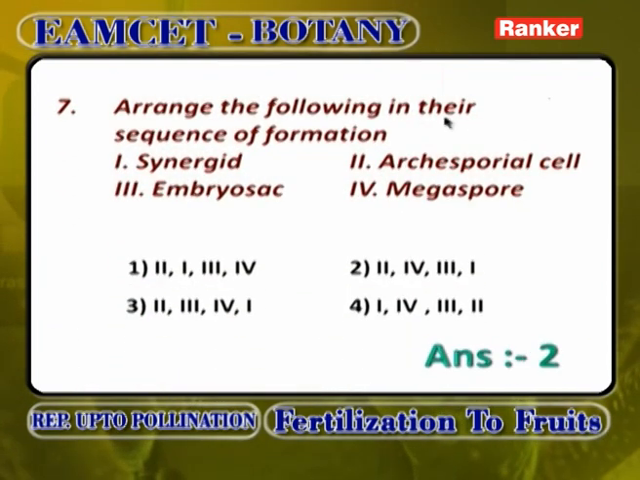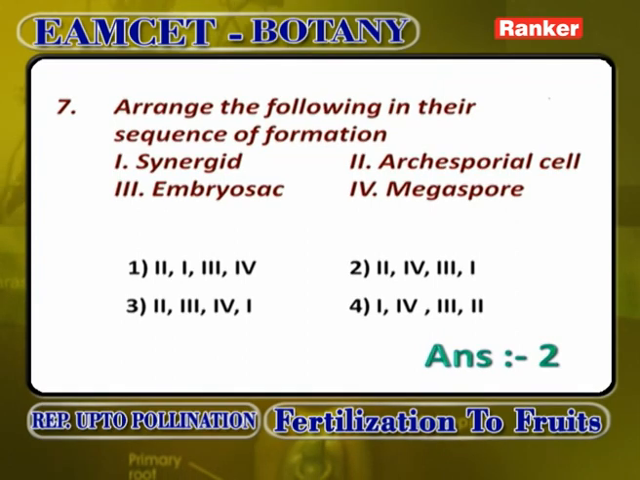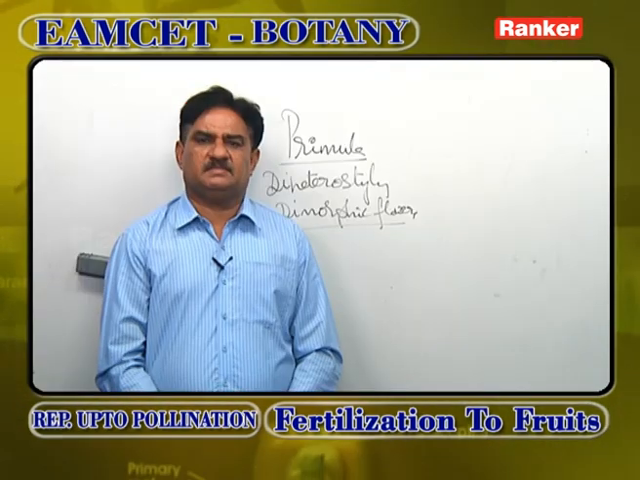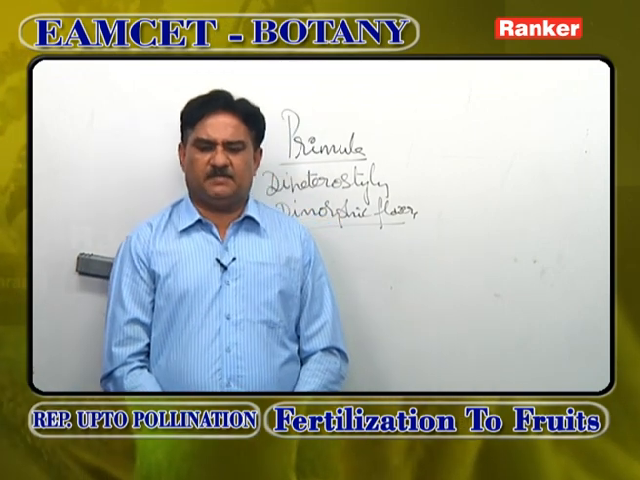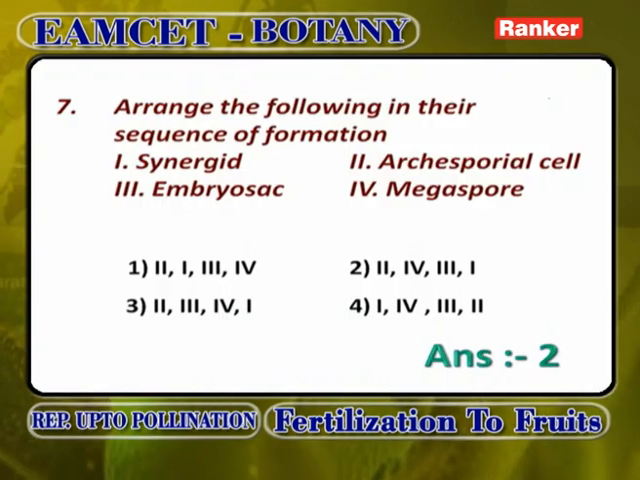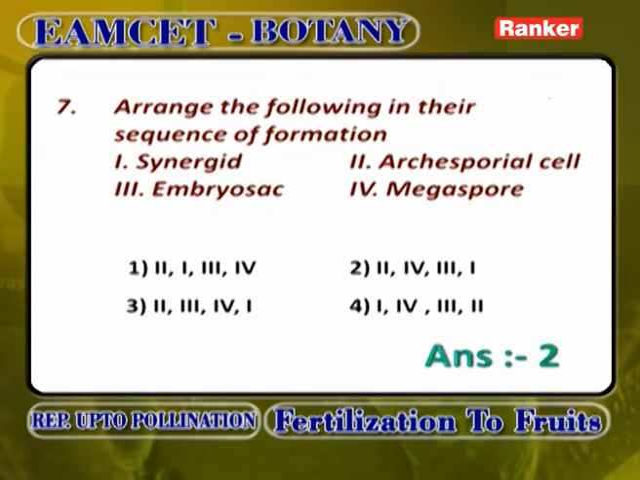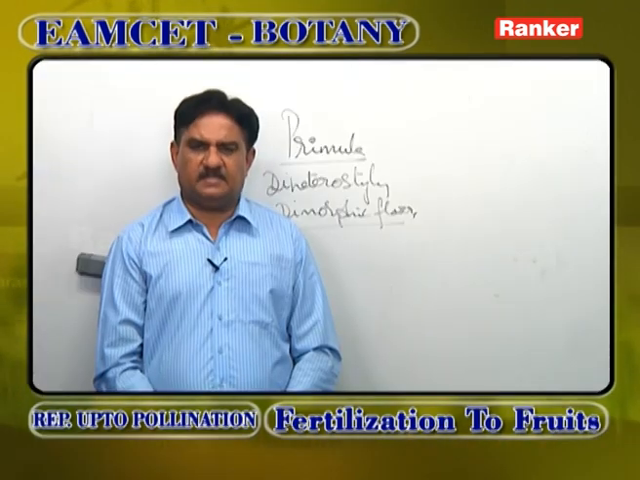Now, arrange the following in their correct sequence of formation. How are they formed? For this, answer is 2, 4, 3, 1. First is synergids, 2 is archesporial cell, 3 is embryo sac, 4 is megaspore. So always in an ovule, within the nucellus or megasporangium, first formed is archesporial cell. Archesporial cell divides and produces megaspore mother cell. Megaspore mother cells by meiosis produce megaspores. So first formed is archesporial cell, then megaspore, then embryo sac, 7-celled 8-nucleated embryo sac, and in the embryo sac synergids are present.